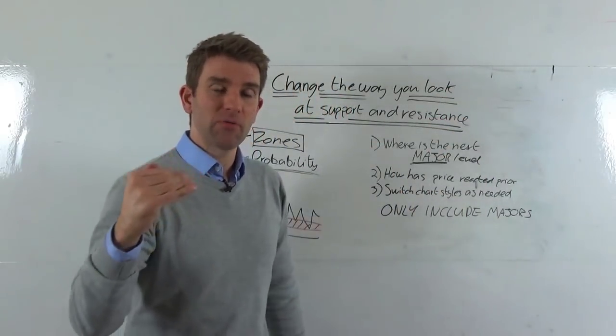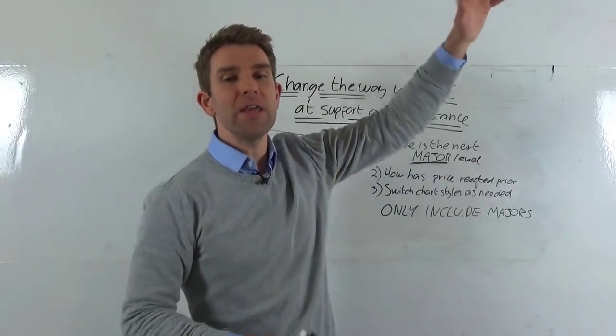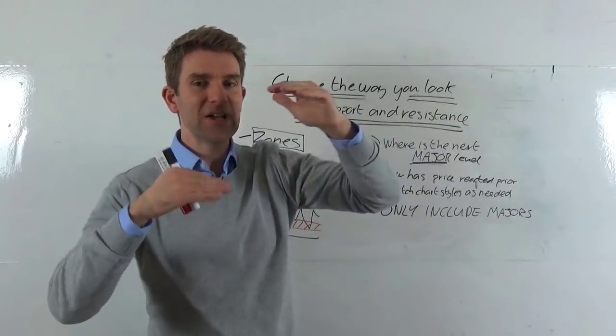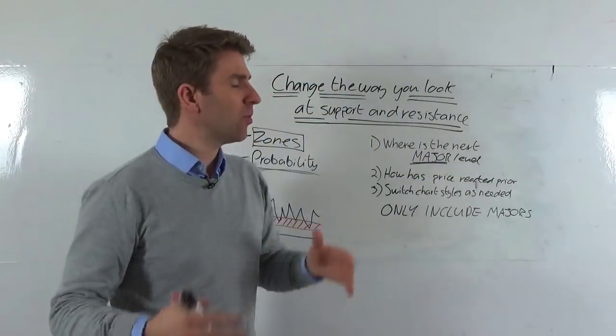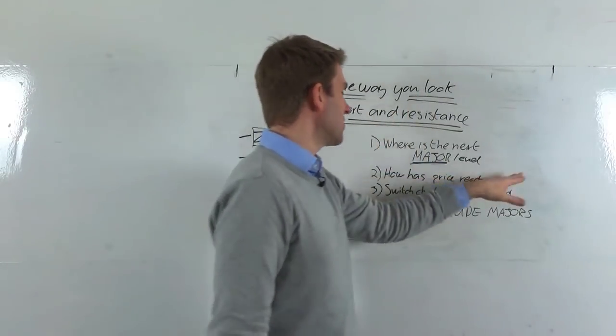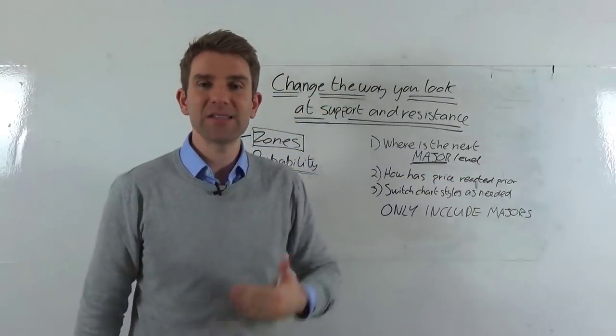So you're looking where current price is. You're not looking way away. You don't need to do that. You need to look where the next major levels are above and below price. Forget about minor ones, look at the major. And then you need to look and say, hey, how has price reacted prior?